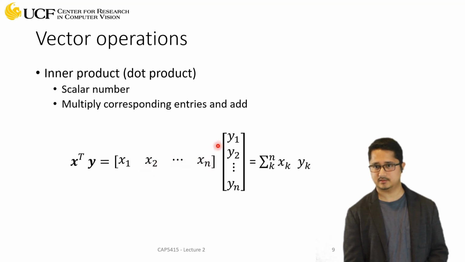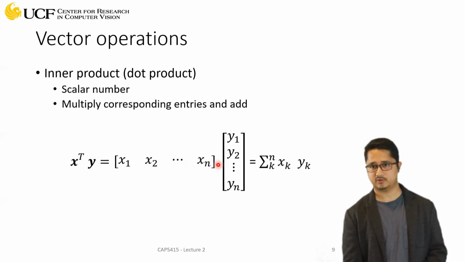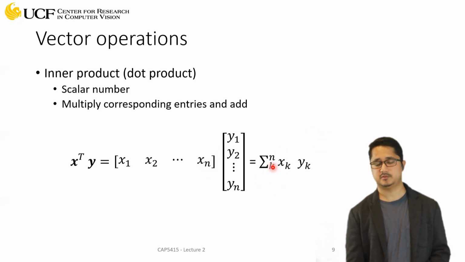And then this operation here actually represents dot product. And the value will be determined using this formula. Basically what's happening here is you take the first element of this vector and you multiply that with the first element of the second vector. Okay, so that will give you one value.